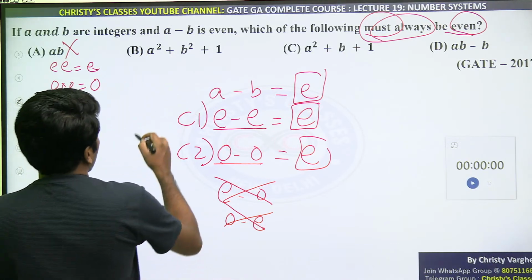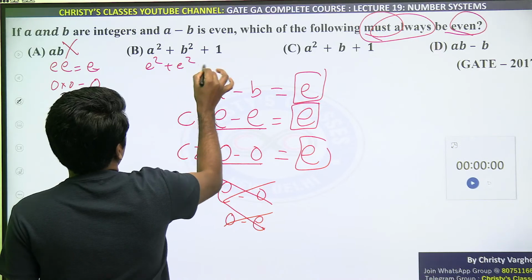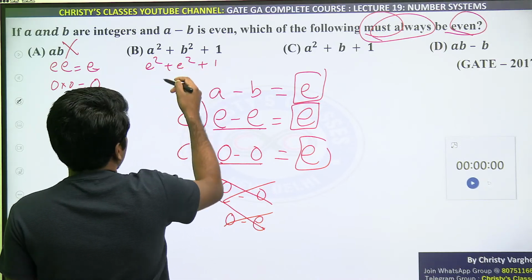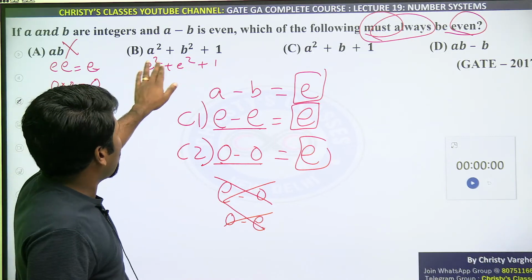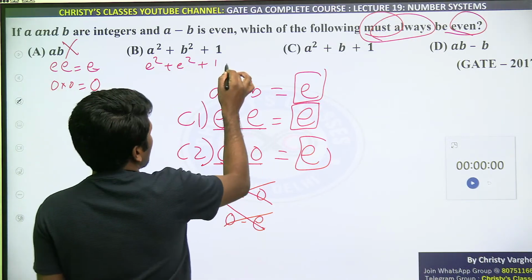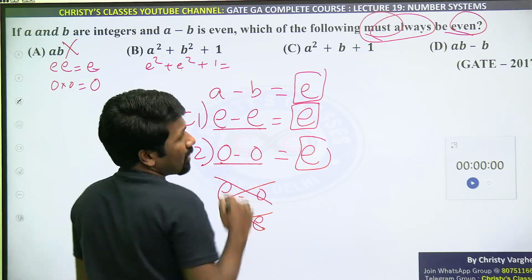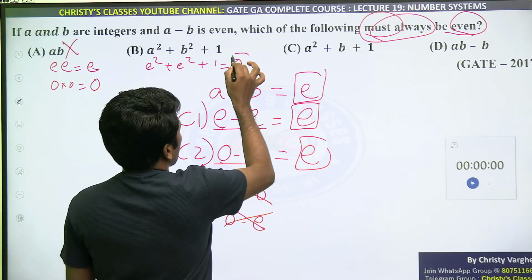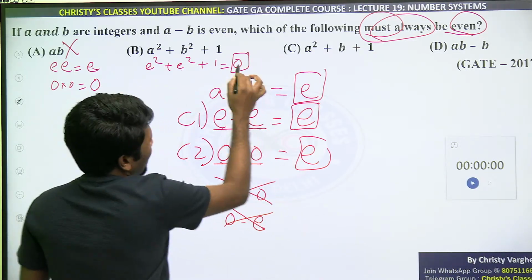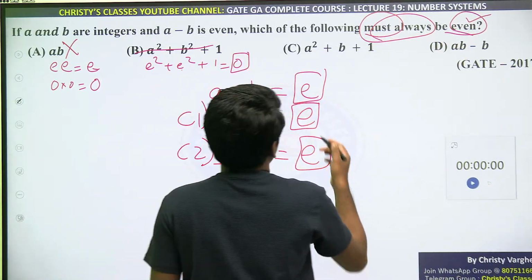So let's see, a square plus b square plus 1, is it even? In the two cases, even square plus even square plus 1. Even square means even itself. The square of an even number, the square of 4 is 16, is also even, right? Even plus even is even. Even plus 1, like 10 plus 1, 11, is odd for sure. So in the first reality itself you are getting odd. We need to get even. So clearly option B is wrong.